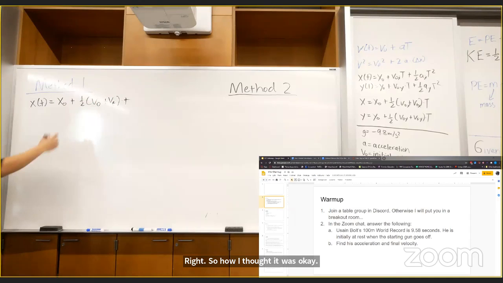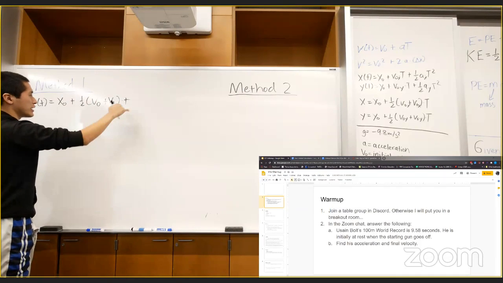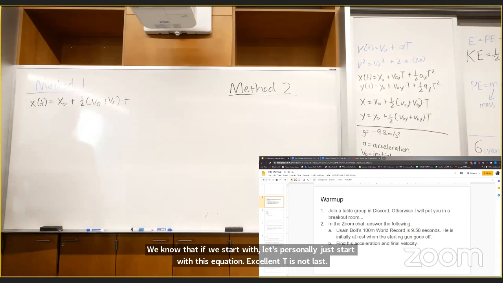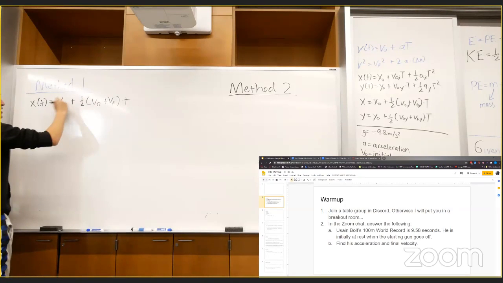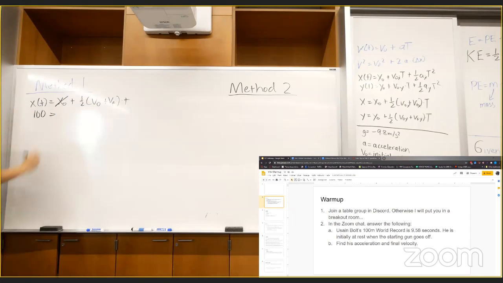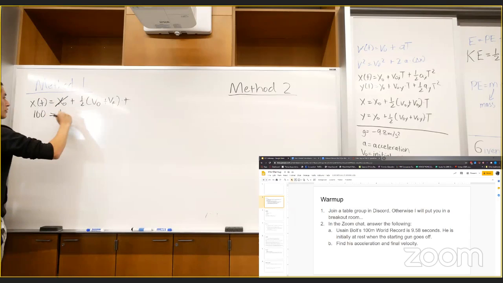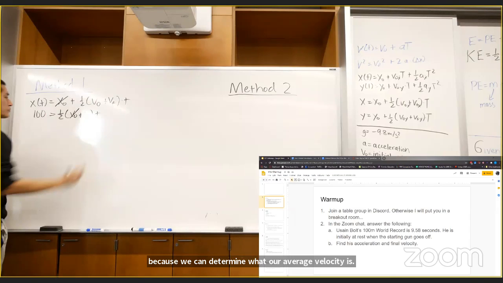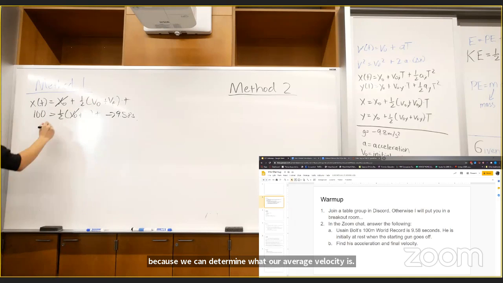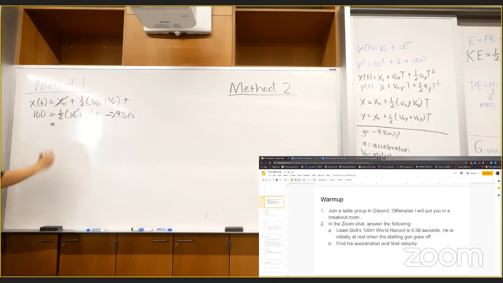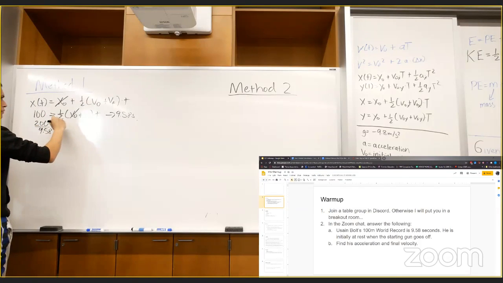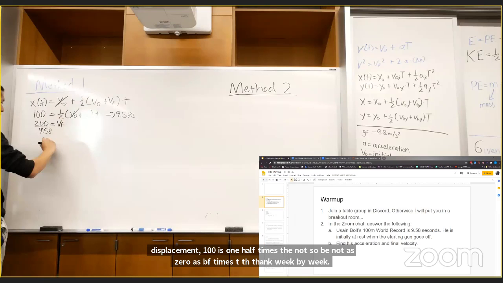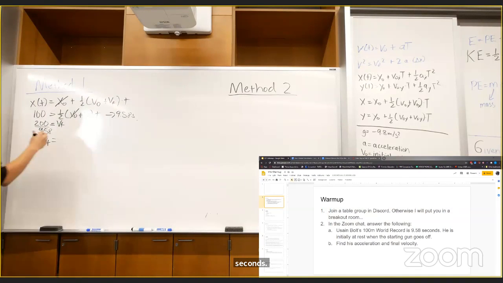So the way I thought of this was, okay, we can figure out his average velocity, and if we take his distance traveled and divide it by his average velocity, we can plug in our time and figure out what our final velocity is. So we know that he starts off with an initial displacement of 0. We can assume that. So we know that his final displacement, 100, is 1/2 times (v naught, which is 0, plus vf) times t. Now t is 9.58 seconds. So when we multiply this out, we get 200 divided by 9.58 is vf. So vf should be 20.88.